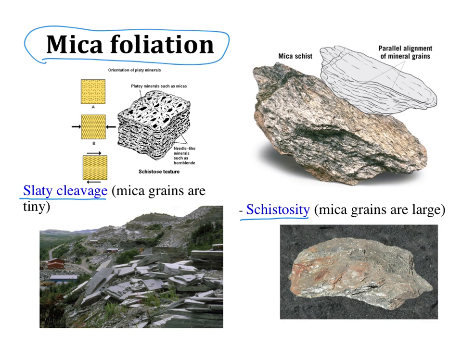So slaty cleavage is what we call mica foliation when the mica grains are really tiny. And when you get larger crystals of mica, and that usually happens because metamorphism has brought the rock up to higher temperatures, then we'll get what's called schistosity. It's the same alignment of the micas, and that alignment is shown here, right? It's like pages of a book. You get a nice flat surface here, but on the sides you get all these layers, and you can see those layers in the rocks, and that is an indication of foliation.